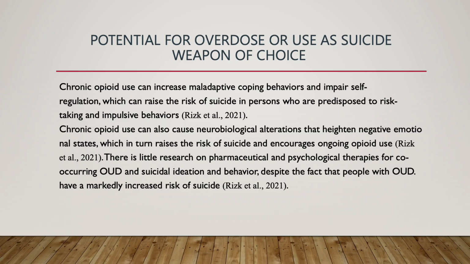Potential for overdose or use as a suicide weapon of choice. Chronic opioid use can increase maladaptive coping behaviors and impair self-regulation, which can raise the risk of suicide in persons who are predisposed to risk-taking and impulsive behavior. Rizk et al. 2021. Chronic opioid use can also cause neurobiological alterations that heighten negative emotional states, which in turn raises the risk of suicide and encourages ongoing opioid use. Rizk et al. 2021.